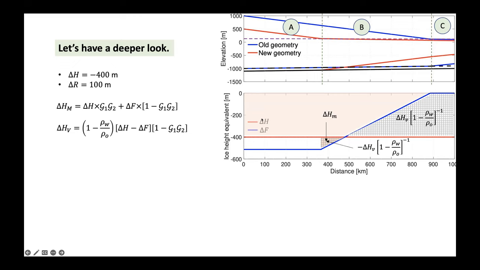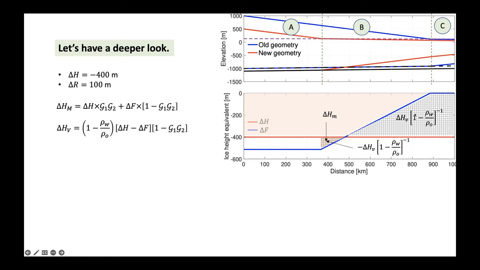So the mass related element is shown here with the orange shade, and the volume related element is shown with the hash line here. So in regime one, it's all straightforward, it's delta H, the change in ice thickness, that contributes to sea level. And in regime C, it's all because of the melting of the floating ice, just like a sea ice condition. And in between, things are a bit complicated.